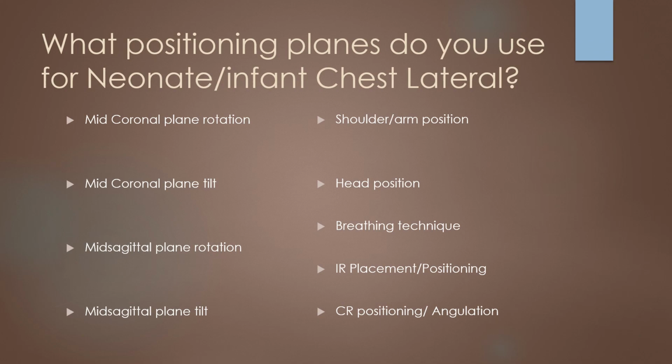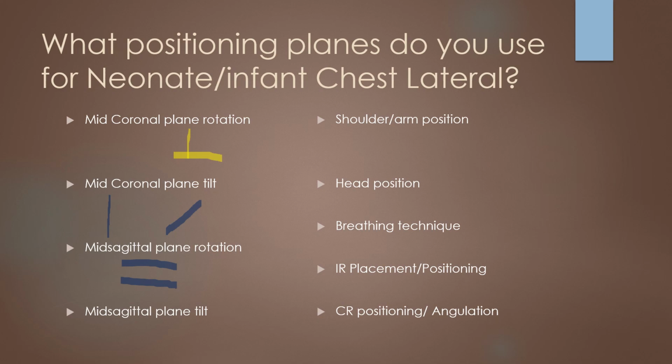Now we're going to talk about a neonate or infant chest lateral. This is going to be really similar to your adult. So your mid-coronal plane here is now going to be perpendicular. Mid-coronal plane tilt would cause the patient to tilt out of alignment with the long axis. So we're looking for the mid-coronal plane to be centered and in line with the long axis of the image receptor. Mid-sagittal plane then would be parallel.